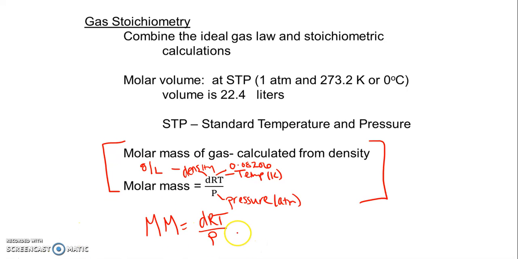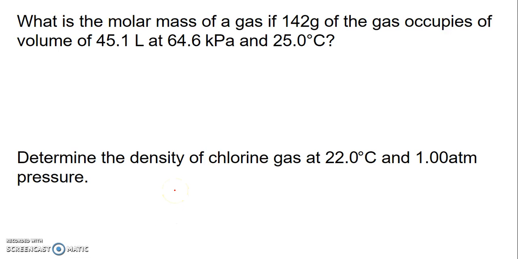So we need to make sure to keep all the units consistent with that. This one is not in your reference sheet, so I would recommend memorizing it because it will be useful for you. All right, we'll practice some using the dirty P equation, and then we will look at some stoichiometry examples. If you look at the first one, what is the molar mass of a gas if 142 grams of the gas occupies 45.1 liters at 64.6 kPa and 25 degrees?